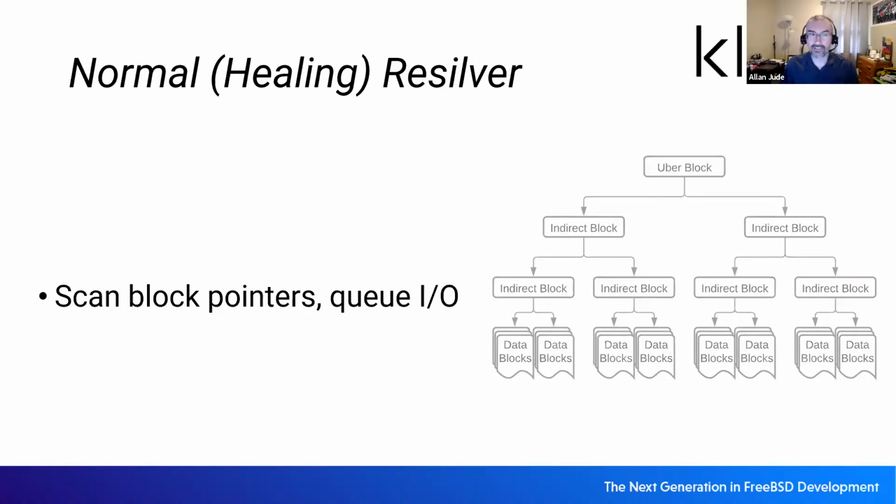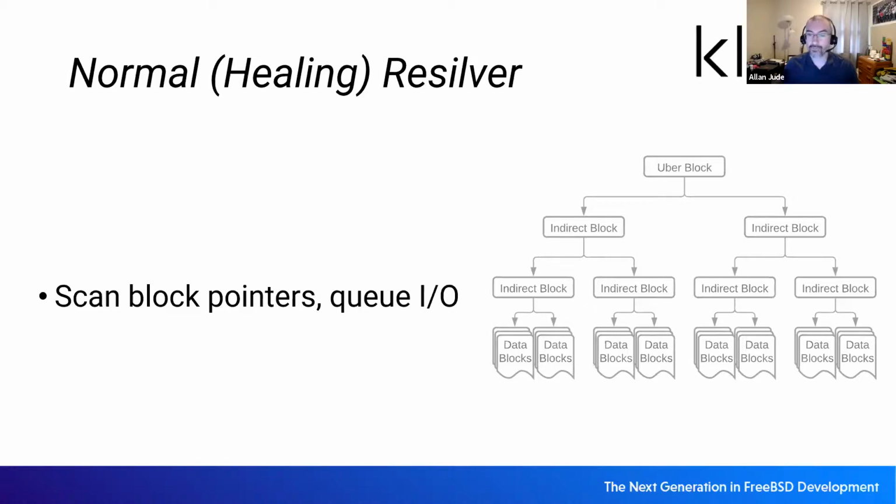So in the new sequential healing resilver, what ZFS will do is start at the beginning of the pool and go through every object and then walk down its indirect blocks and find every data block and read it and check its checksum, make sure the data is correct. If not, heal it and repair it or flag it as broken, and then go on to the next.